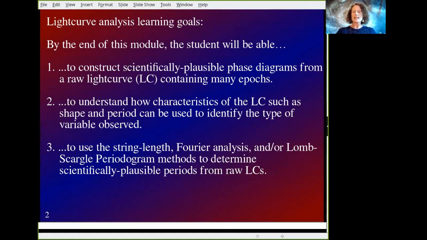The light curve analysis module has the following learning goals. By the end of this module, the student will be able to construct scientifically plausible phase diagrams from a raw light curve containing many epochs. Student will be able to understand how characteristics of the light curve, such as shape and period, can be used to identify the type of variable observed. And finally, the student will be able to use the string length, Fourier analysis, and/or Lomb-Scargle periodogram methods to determine scientifically plausible periods from raw light curves.